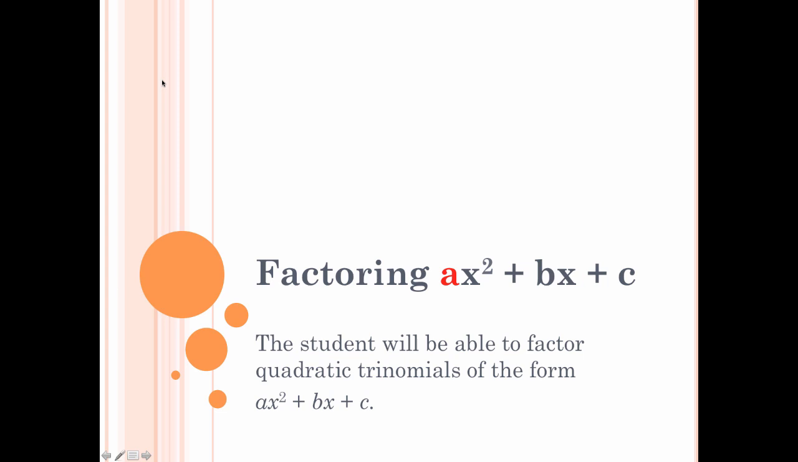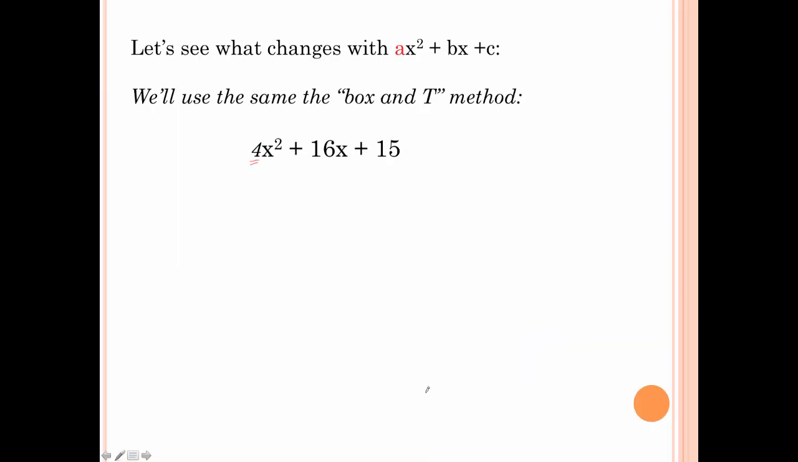So tonight we're going to be factoring trinomials again, except this time you'll notice that we have an a term in front of our x squared, and it's going to change just a little bit how we are able to factor. So let's see what happens when I have an a value that is not equal to 1. Well, now I need to find factors of a times c.